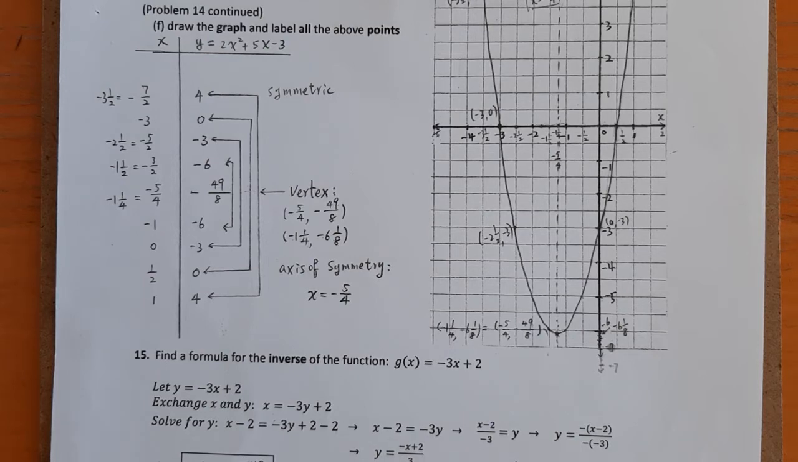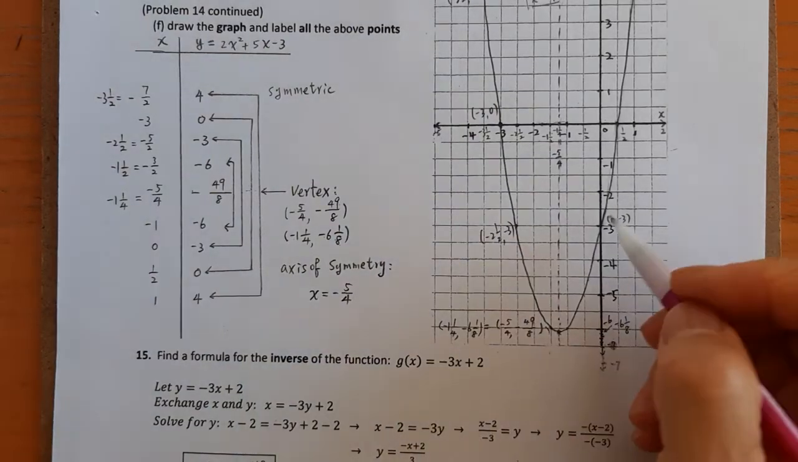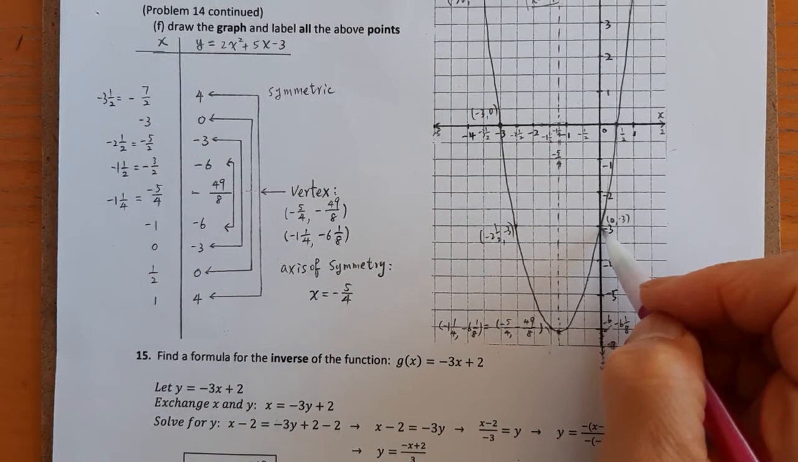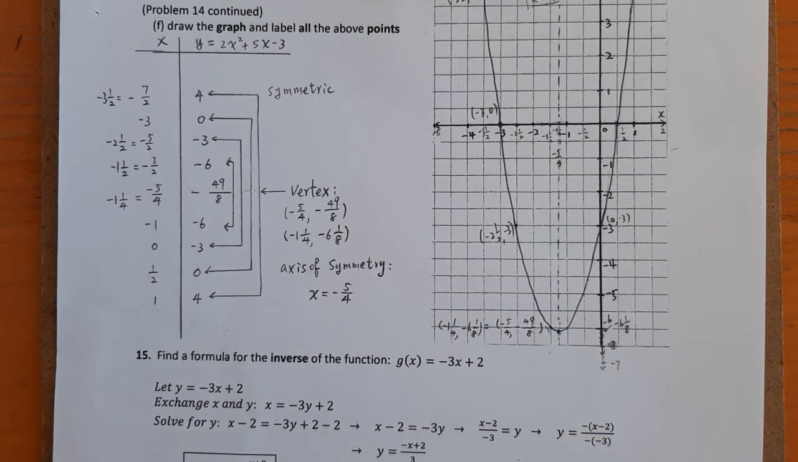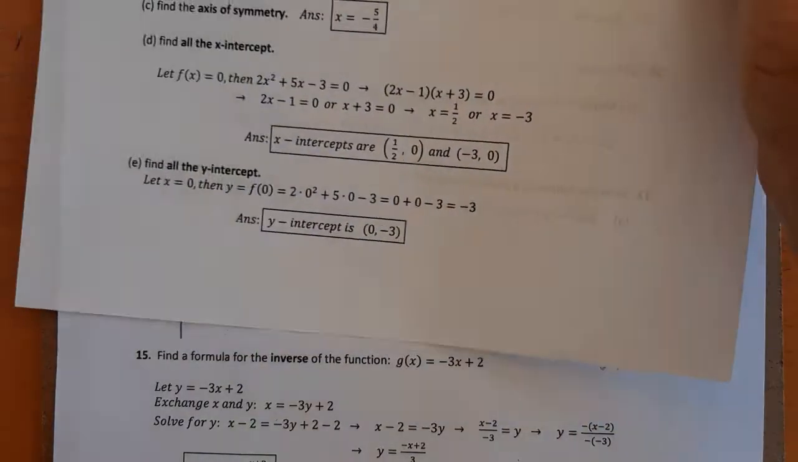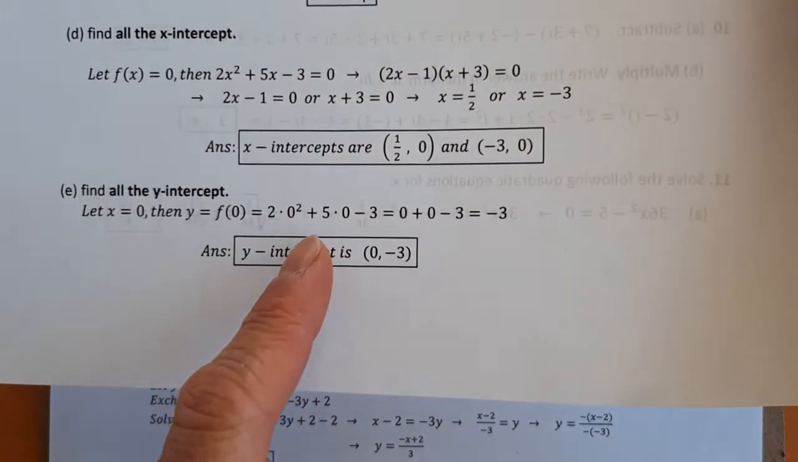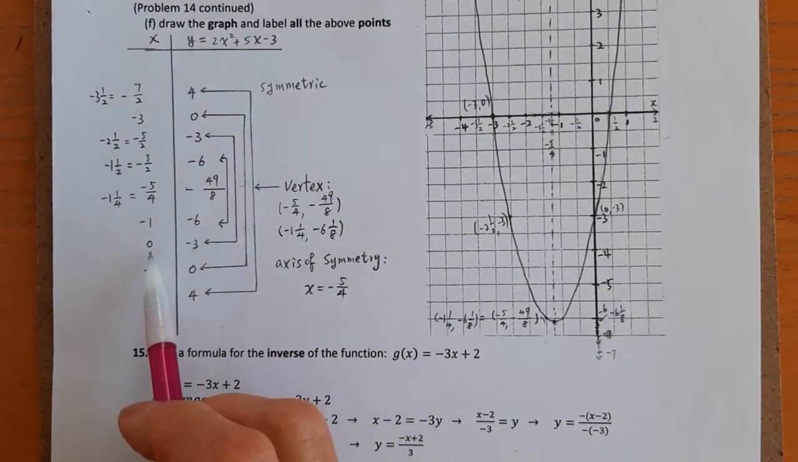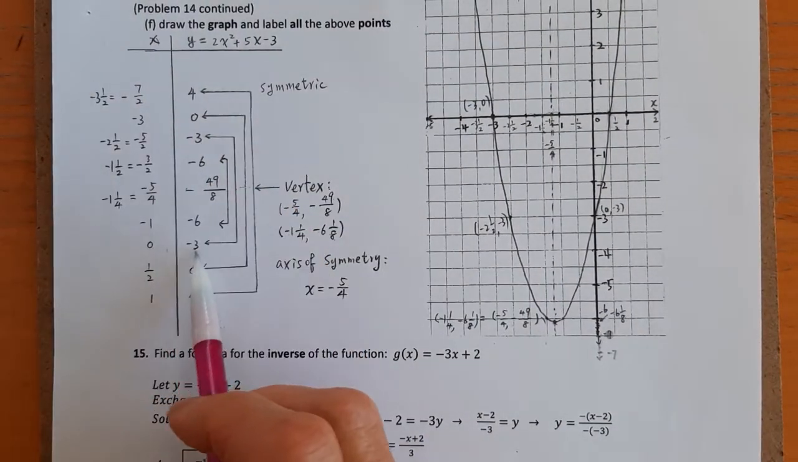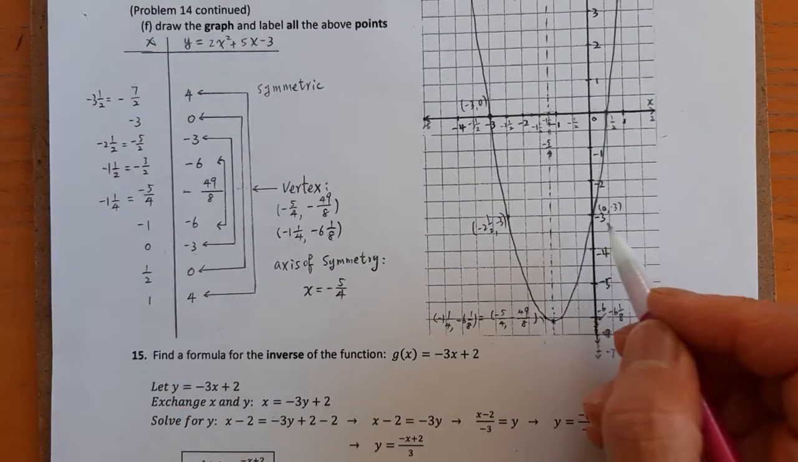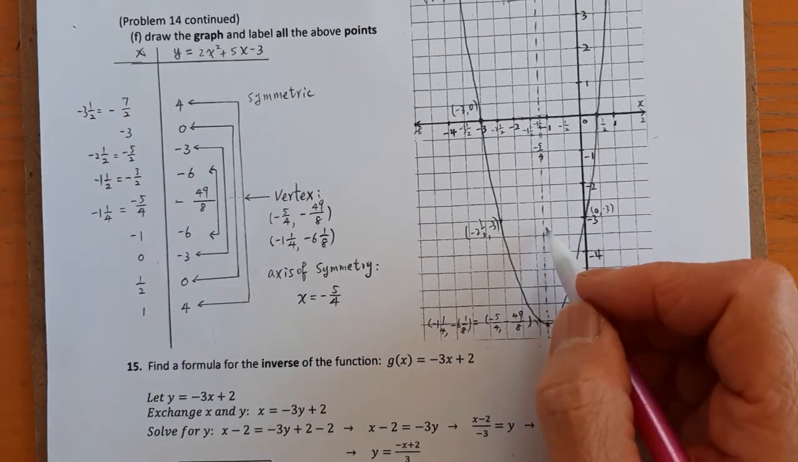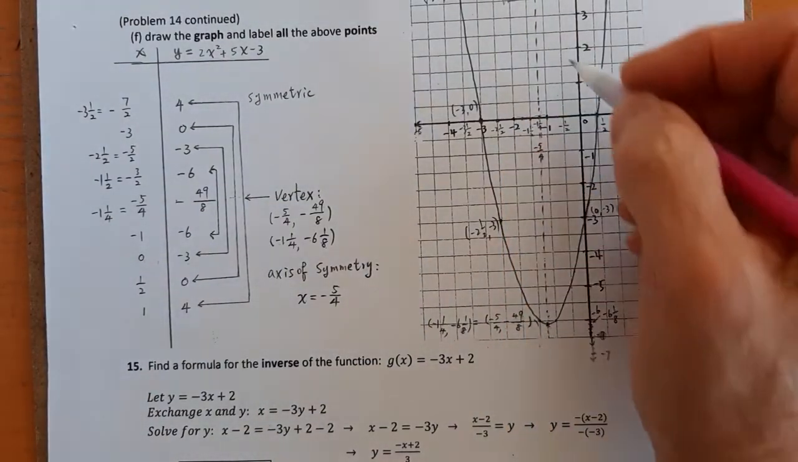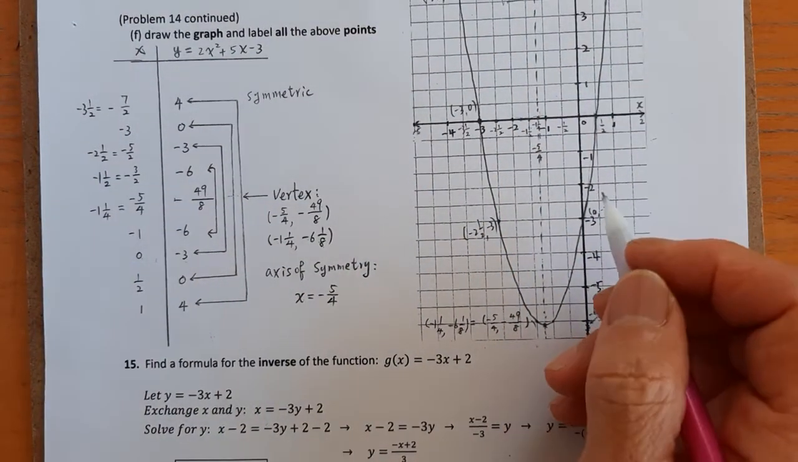And then find out the y-intercept. The y-intercept is negative 3. Here, let x equal 0. You got y-intercept is negative 3. When x equals 0, you got negative 3. That's the y-intercept. And you can use symmetry, because the graph is symmetric to this axis of symmetry.